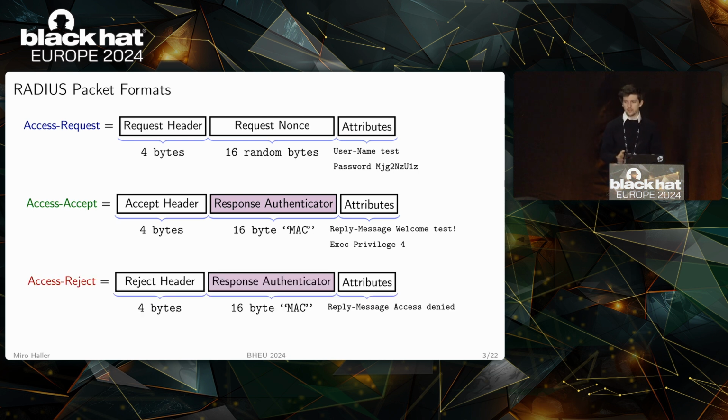Access reject has a very similar format to access accept. It also has an authenticator, but it usually has fewer attributes. And as you can probably guess, this attack is focusing on the response authenticator. So let's see how this is constructed.